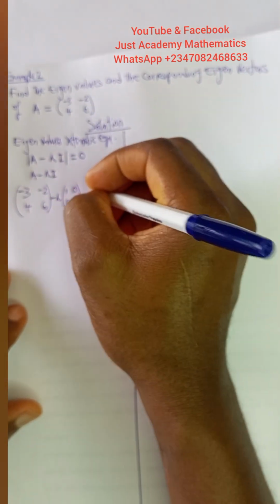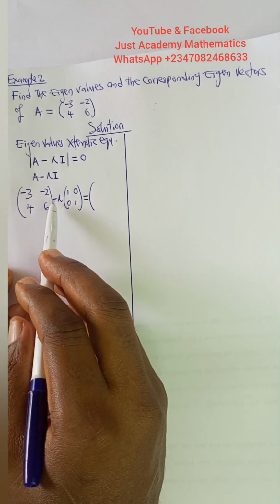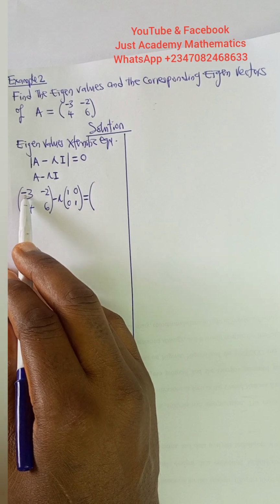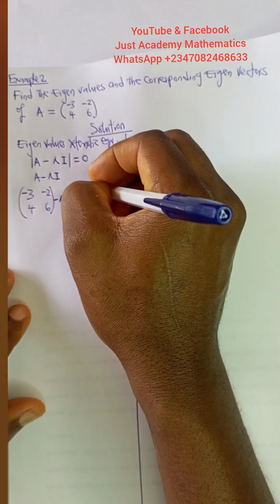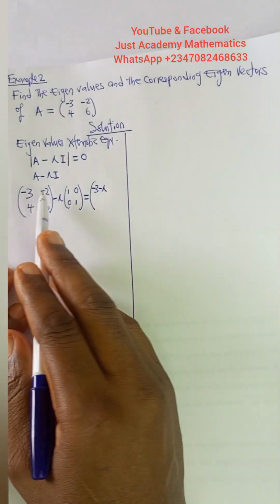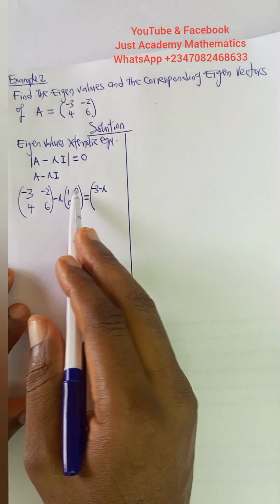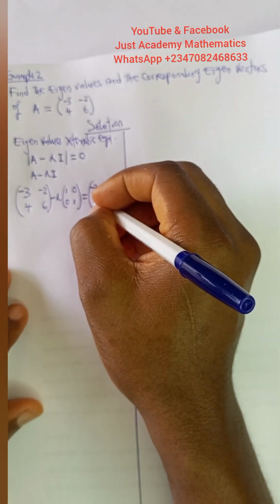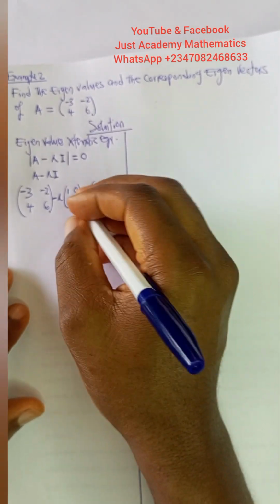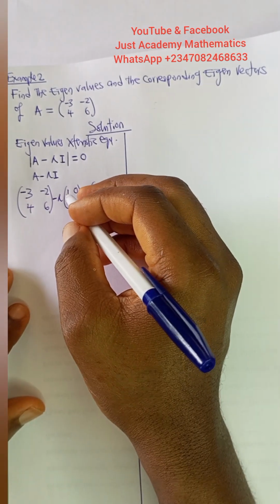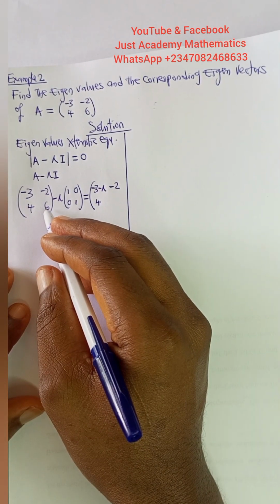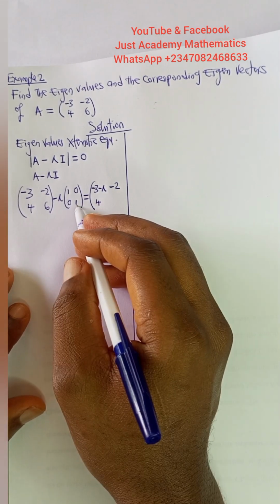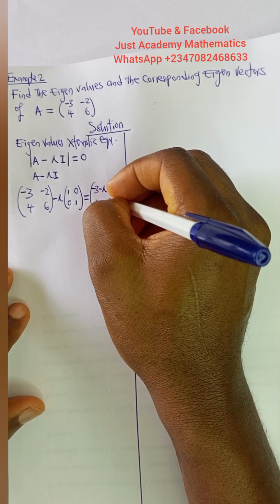So what will this give you? Let's find out. -3 minus lambda times 1. Lambda times 1 is minus lambda. So here will give us -3 minus lambda. How about -2 minus lambda times 0 will give us 0. Here will remain -2. 4 minus the same thing here will remain 4. While 6 minus lambda times 1 will give us what? 6 minus lambda.